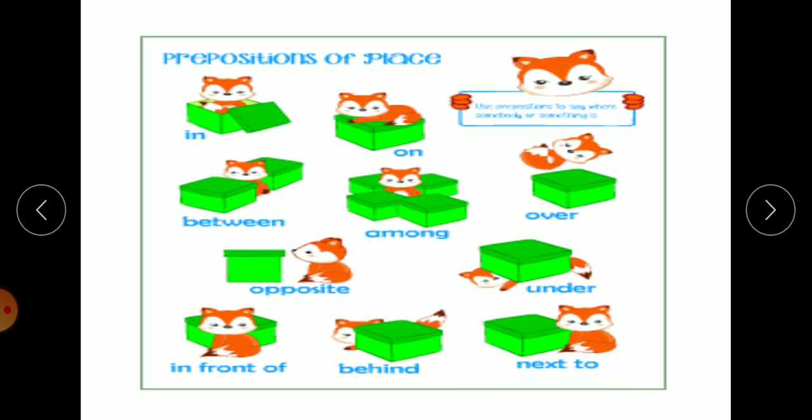Next to, बॉक्स रखा है और उसके इमीडिएटली उसके पास बिल्कुल बैठी है, that is next to. Like the boy sitting next to me, that means जो boy आपके पास बैठा है. Next to me is my friend, right? So I hope these prepositions are clear.